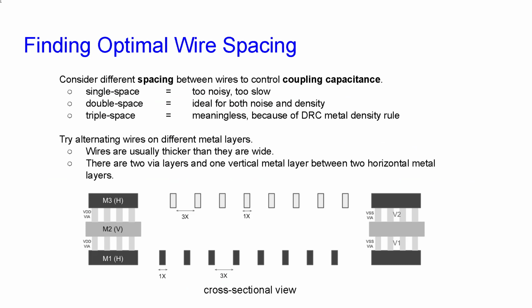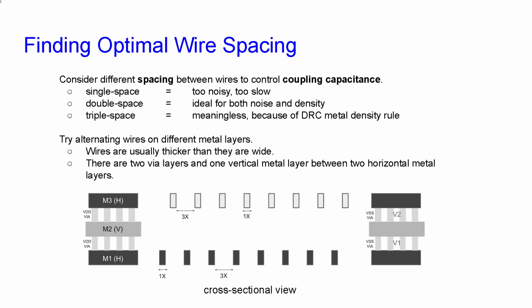First, we consider different wire spacing to control coupling capacitance. We found that the single spacing is too noisy and too slow for the length of the wires we're considering. Double spacing was ideal for both noise level and routing density. It turns out that any greater spacing is meaningless because the DRC metal density rule will require the gaps to be filled anyway. Also, we can alternate wires on different metal layers to achieve greater routing density without much degradation.